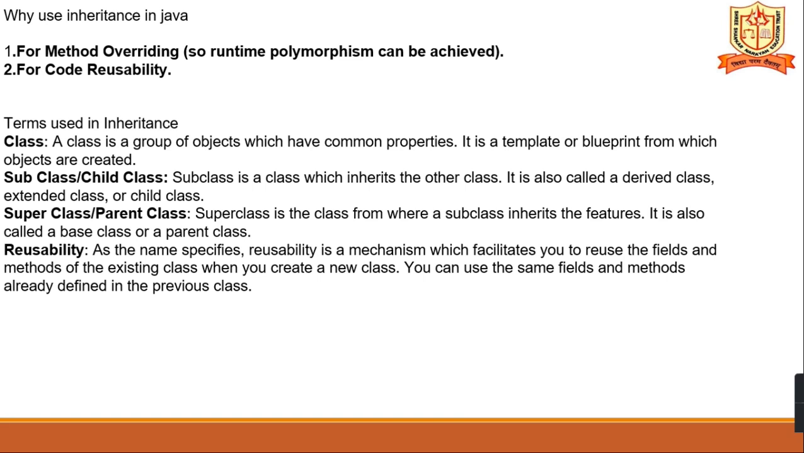Reusability, as the name specifies, is a mechanism which facilitates you to reuse the fields and the methods of the existing class when you create a new class. You can use the same fields and methods already defined in the previous class. Is it clear?